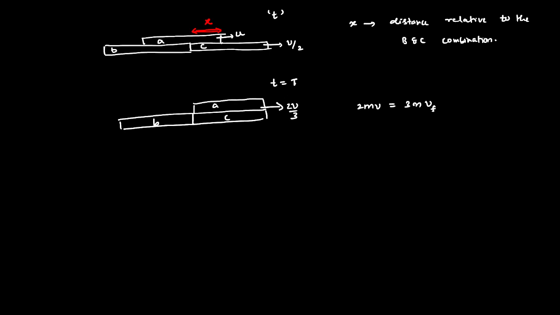Now, if you look at the intermediate stage when x has some value, definitely there will be a frictional force between A and C. Because of that frictional force, relative to the BC system, A is moving rightwards. So there will be a frictional force acting on block A in the leftward direction, in the form of kinetic friction, and on BC the frictional force would be toward the right-hand side.